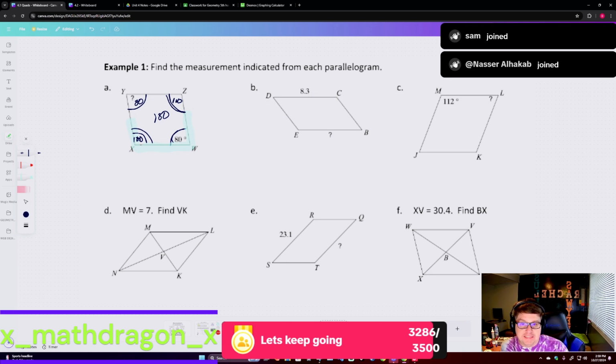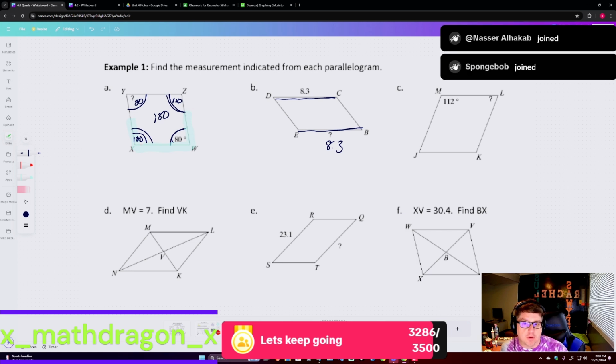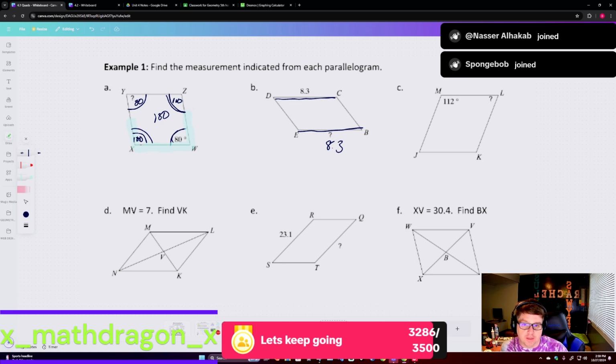Then DC is 8.3, so that means EB has to be 8.3 in a parallelogram because opposite sides are equal. I do not know if this is 8.3. I do not know if that is 8.3. The only thing I can prove off of parallelograms is that this side is congruent to that side.